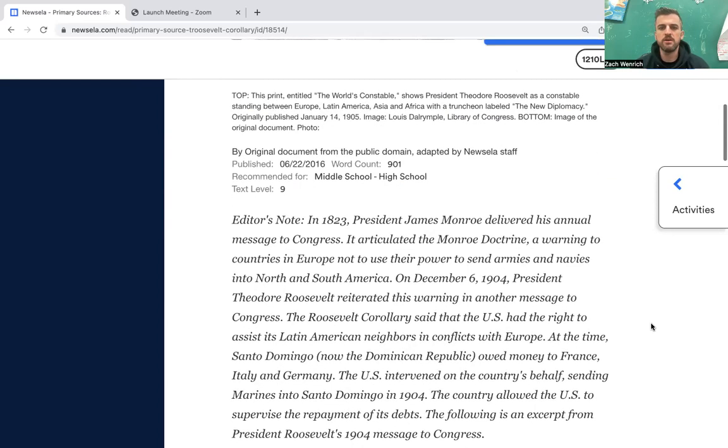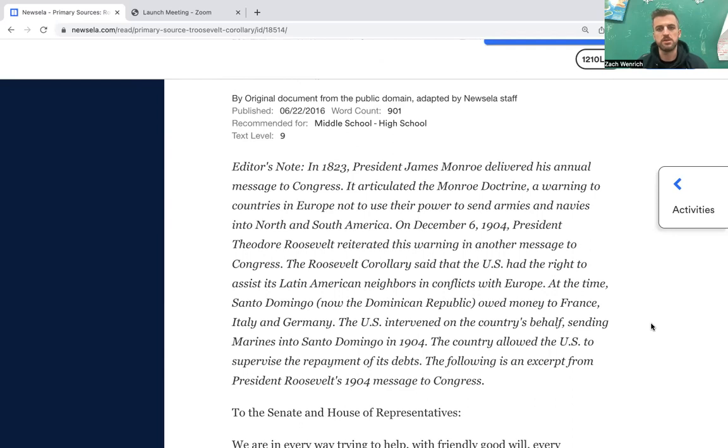The background here: in 1823, President James Monroe delivered his annual message to Congress. It articulated the Monroe Doctrine, a warning to countries in Europe not to use their power to send armies and navies into North and South America. On December 6, 1904, President Theodore Roosevelt reiterated this warning in another message to Congress.